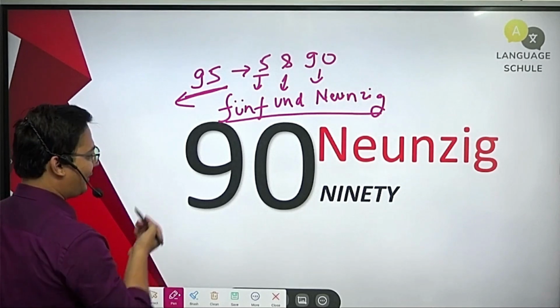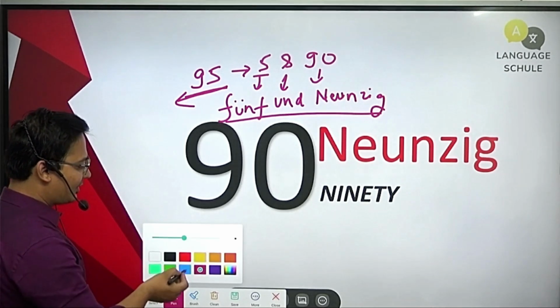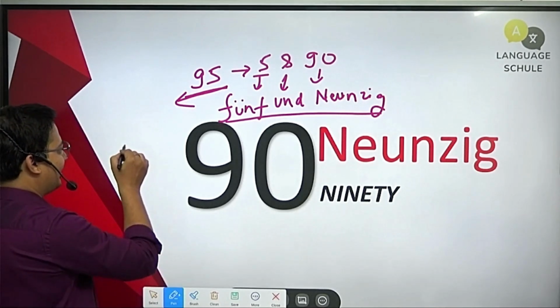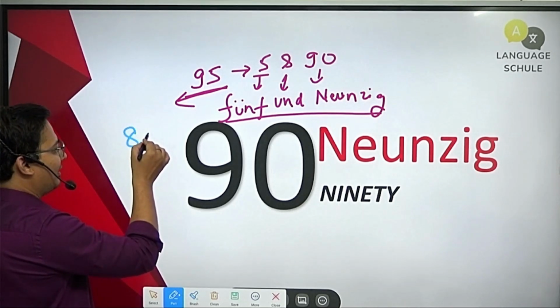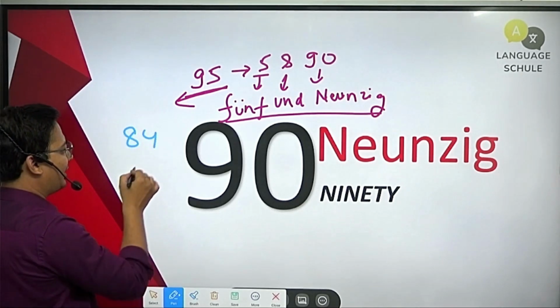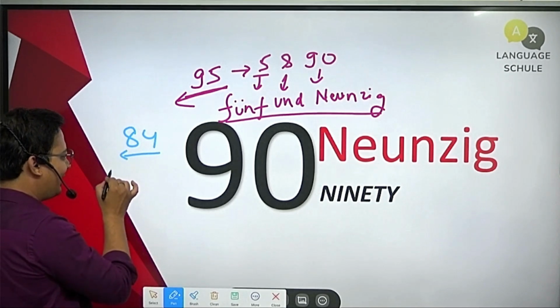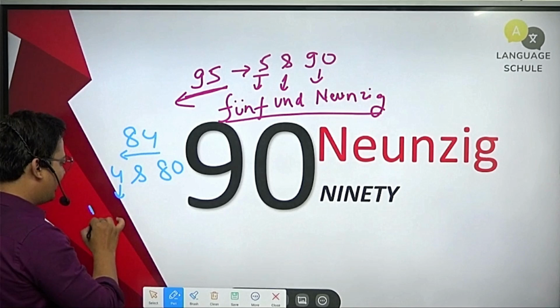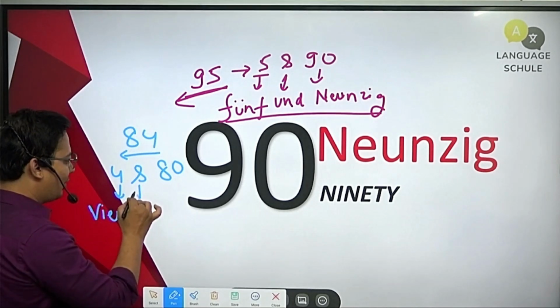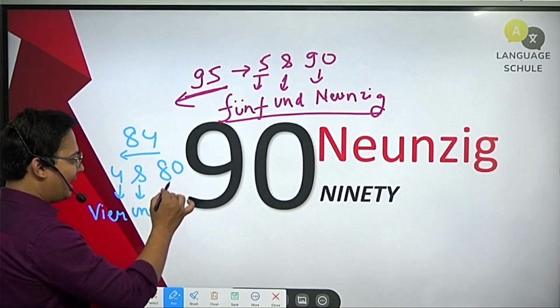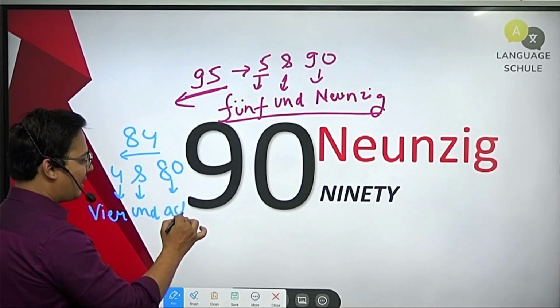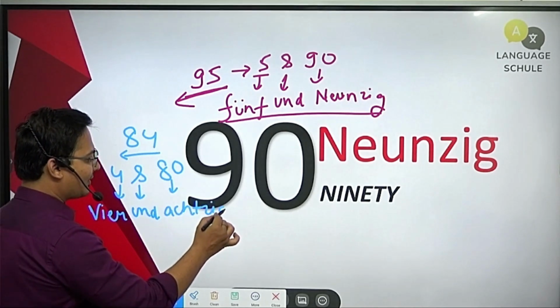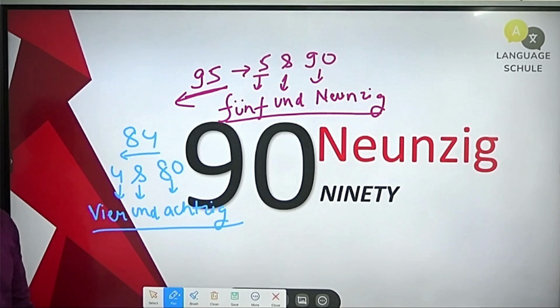Okay, next if I take a number, let's suppose 84. So again 4 and 80. So 4 is what? Vier and is und. 80 is achtzig. Vier und achtzig. Simple.